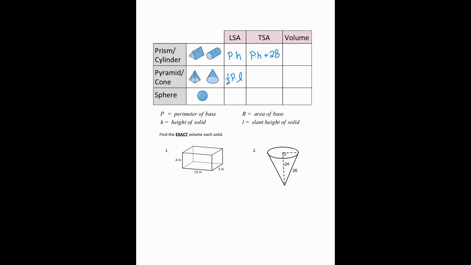And then the total surface area for pyramids and cones was that same lateral surface area, 1/2 times the perimeter of the base times the slant height, and this time we added the area of one base, because cones and pyramids only have one base. So that was last week's lesson.